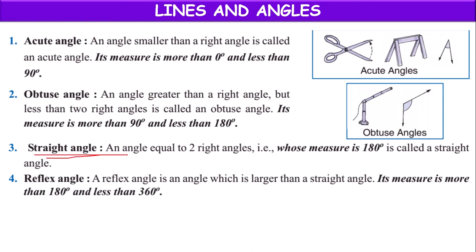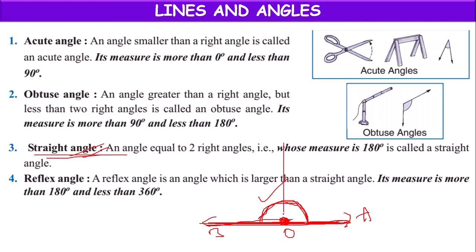Next, straight angle. Suppose we have OA ray this side, opposite to that we have OB ray this side. So what does it mean? This OA and OB are lying on the same straight line. If we extend them, they will be lying on the same straight line. When they are on the same straight line, the angle formed at O in the middle point is called straight angle.